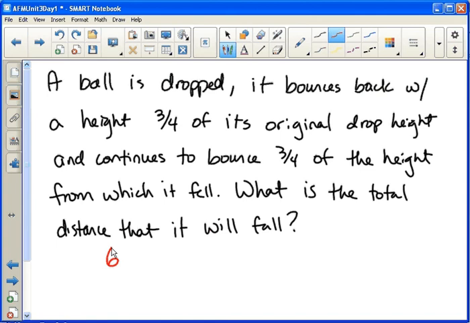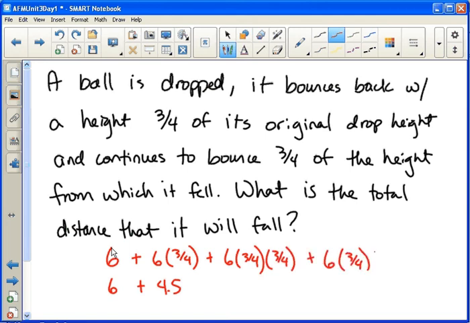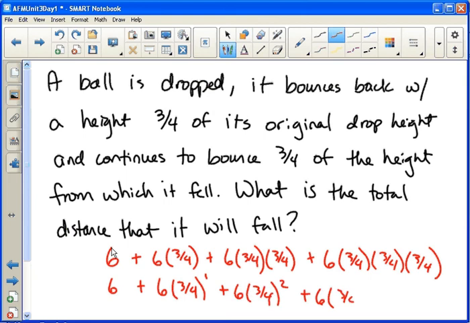Now then it bounces back up 3/4 of that height and then falls. So it then falls 6 times 3/4, which is 4.5. So let me just write that below. And then it would bounce up again and fall 3/4 of that distance. So you would end up doing 3/4 times 3/4. And then you do 6 times 3/4 times 3/4 times 3/4. Okay, so another way to write this would be with exponents. 6 times 3/4 to the first, plus 6 times 3/4 squared, plus 6 times 3/4 cubed.